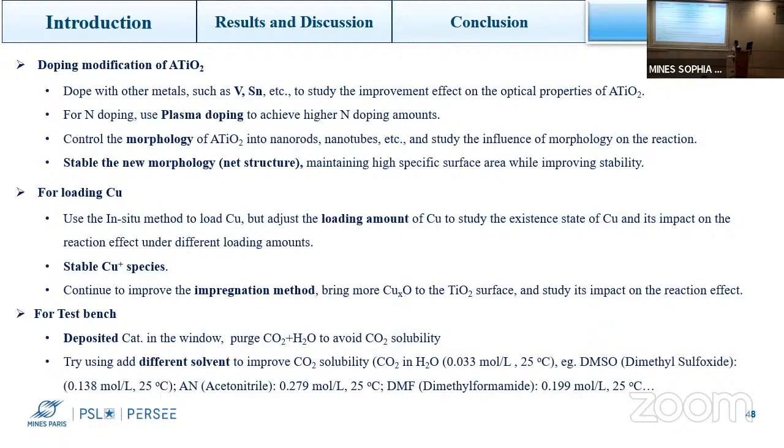It's invaluable for CO2 solubility. So that way we want to deposit the copper, deposit the catalyst on the window directly, then purge the CO2 and the water gas, and avoid the solubility problem. And we also want to try to use different solvents to improve the CO2 solubility, because CO2 in water is quite low. So we want to try to use DMSO and DMF to improve solubility, and in that way see how it's going to improve our reaction.